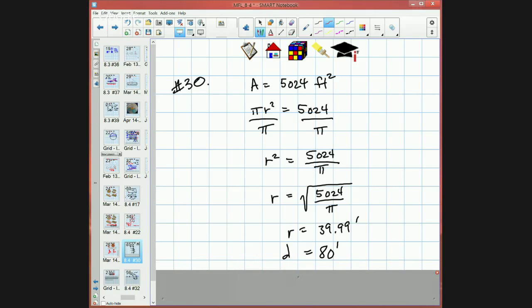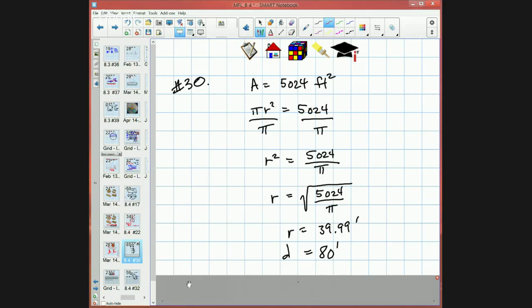So here's where I went to the calculator, and I did 5,024 divided by pi. And then I found the square root of that, and that turned out to be just about exactly 40 feet. And then when you double it, the diameter has to be 80 feet. So here's a case where we had to start with an area formula and work backwards in order to find r and, at the very end, d.